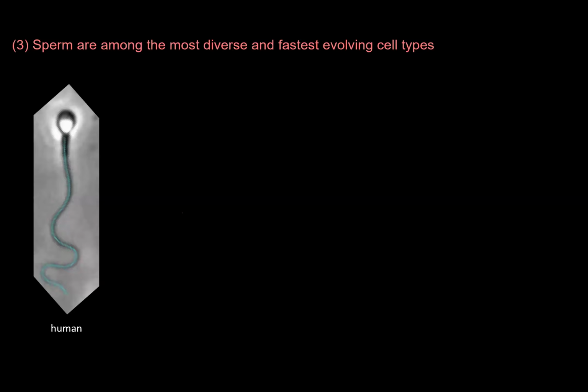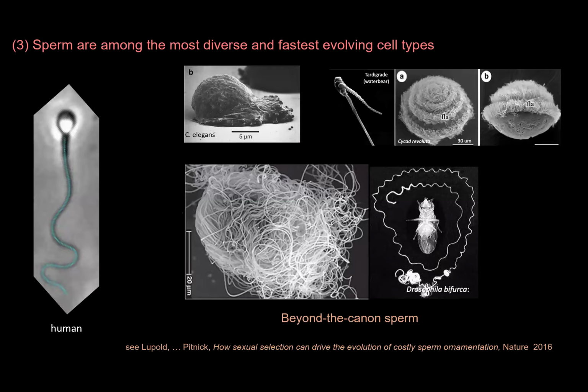And I'll start off with this statement. Sperm are, I have to read it, among the most diverse and fastest evolving cell types. Okay, now there's the human sperm, the canonical sperm, because we're humans, studied to death in many, many different ways. But who would think that sperm come in a great variety of morphologies and operate in different kinds of environments?